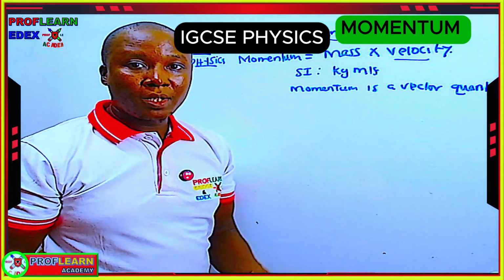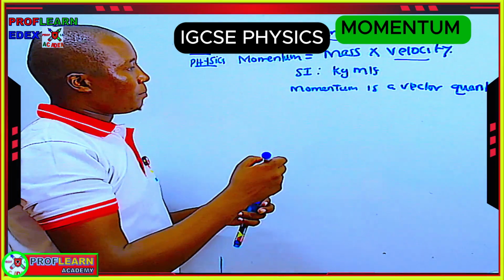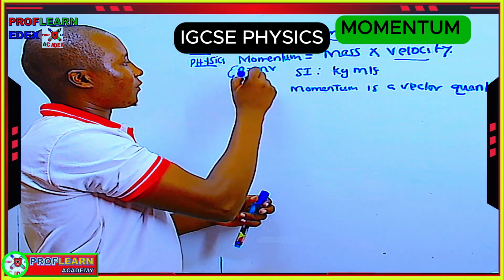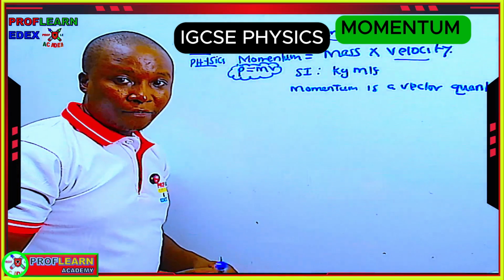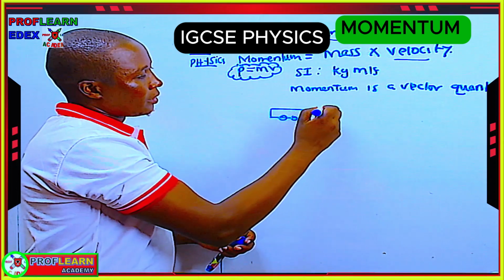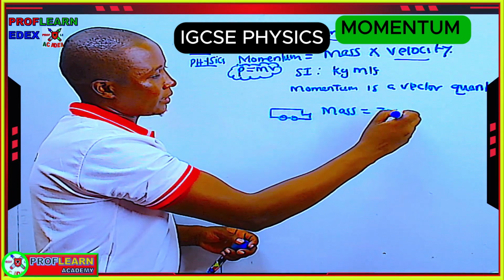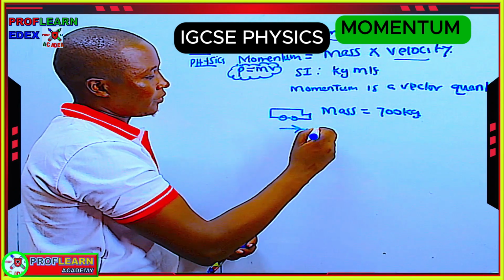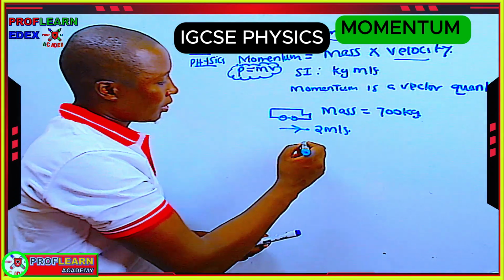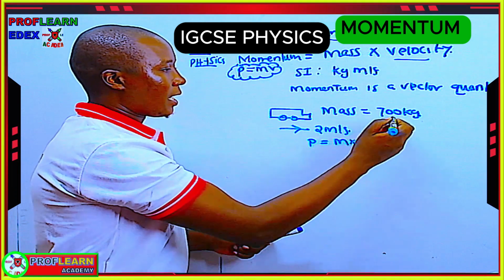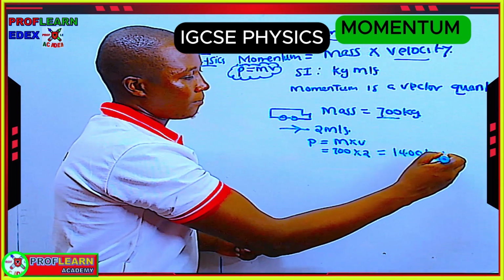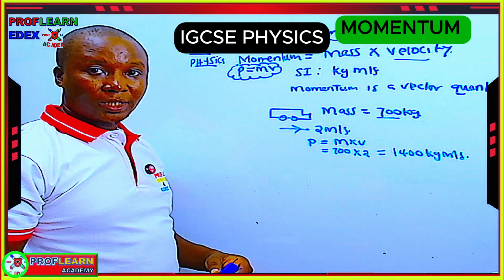So we need to remember the units and the formula for momentum. The symbol for momentum is usually small p, and p is equal to mv. This is the formula for momentum in symbols. Now, for instance, if you are told that there is a car moving with a mass of 700 kilograms at a velocity of 2 meters per second, and you are expected to work out the momentum, we apply the formula momentum equals mass times velocity. Our mass is 700 times the velocity 2, and the answer becomes 1400 kilogram meter per second. This is the momentum of the car.